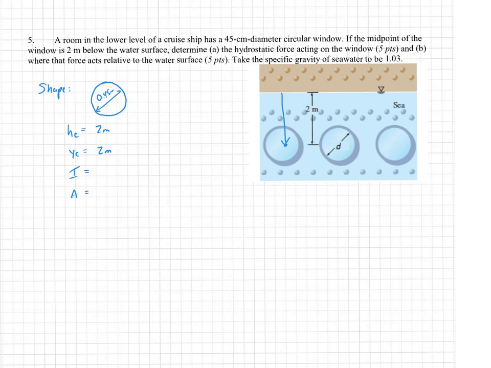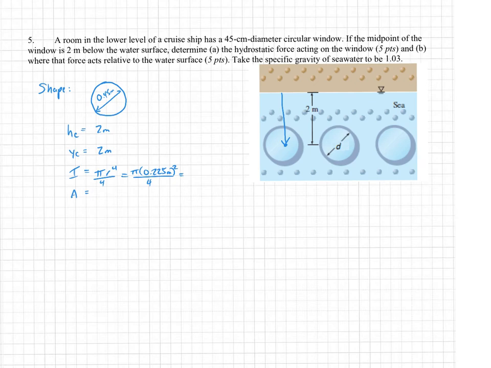I for a circle is pi r to the 4th over 4. So that's going to be pi times 0.225 meters to the 4th over 4. That's going to be an awfully small number. I hate calculating moments of inertia because they don't really make a lot of sense to me. I'm going to get a number and wonder, is that reasonable? Of course I really have no idea, and that's what I don't like about them.